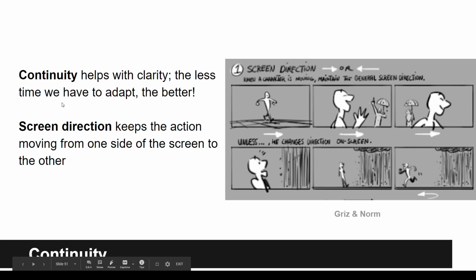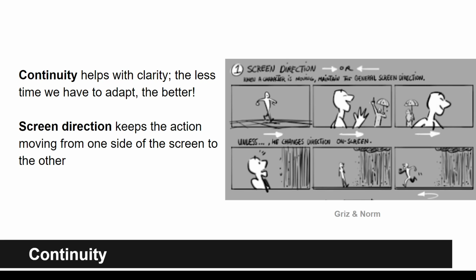Spoiler alert. Continuity is the idea of how quickly shots move and how much we're moving in space, and how we're cutting instantly from one viewpoint to another viewpoint, which we're not used to as humans. The less time you have to adapt, the better, because it means people aren't getting lost or confused, and they can understand and keep up with the story faster.